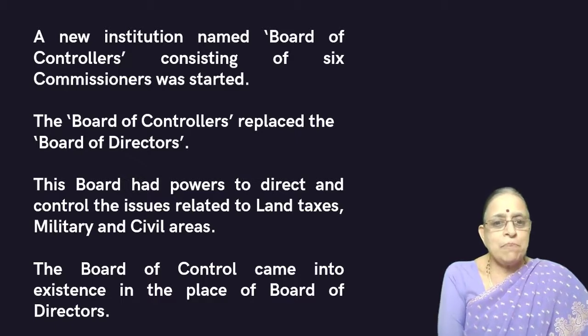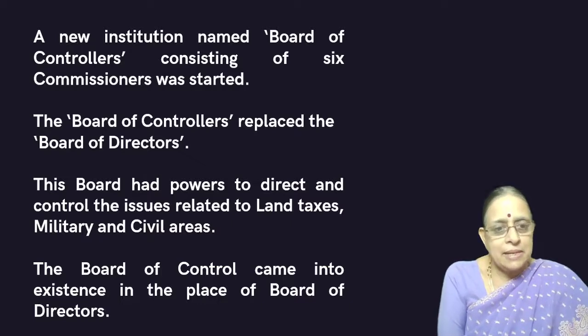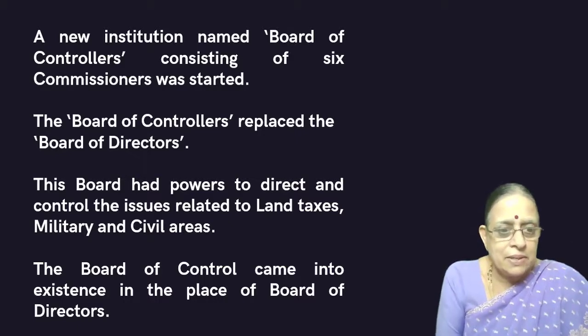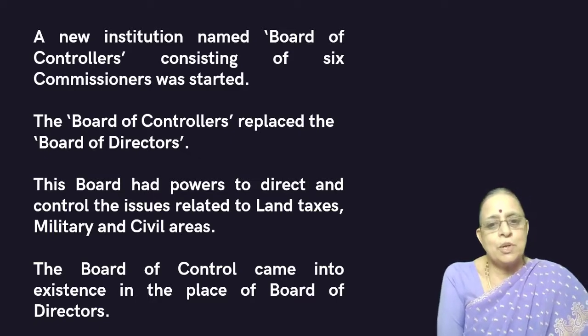This board had powers to direct and control the issues, problems or matters related to land taxes, military and civil areas. See, the Board of Control could exercise its power and interfere in the matters of the land tax, military matters and civil areas. The Board of Control came into existence in the place of Board of Directors.